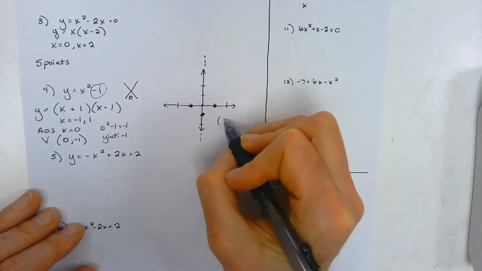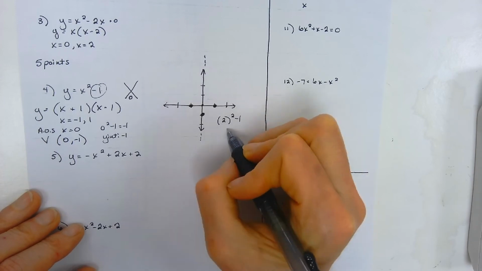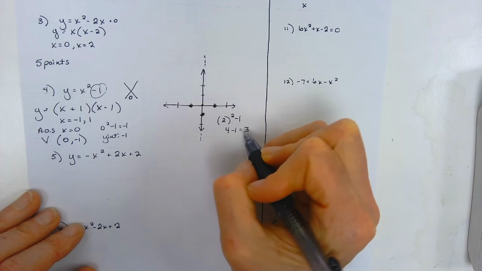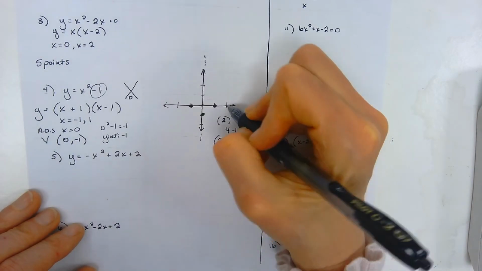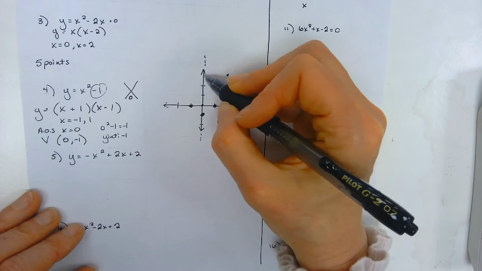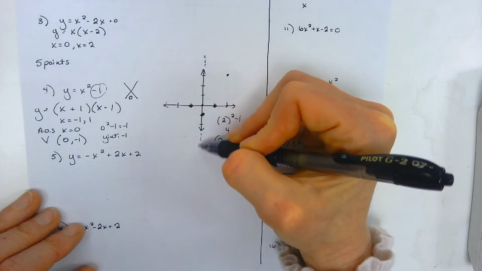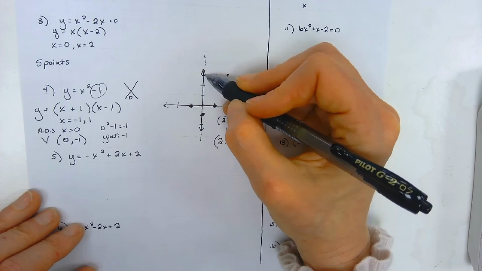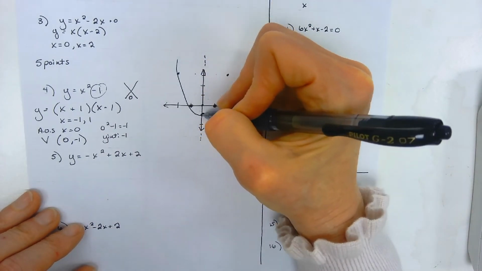So if x equals 2, we get 4 minus 1, that's 3. So the point is (2, 3). That's the additional point. 1, 2, and then up 3. And mirroring that point across this axis of symmetry, which is here, 1, 2, 3, 4, and then draw a curve.